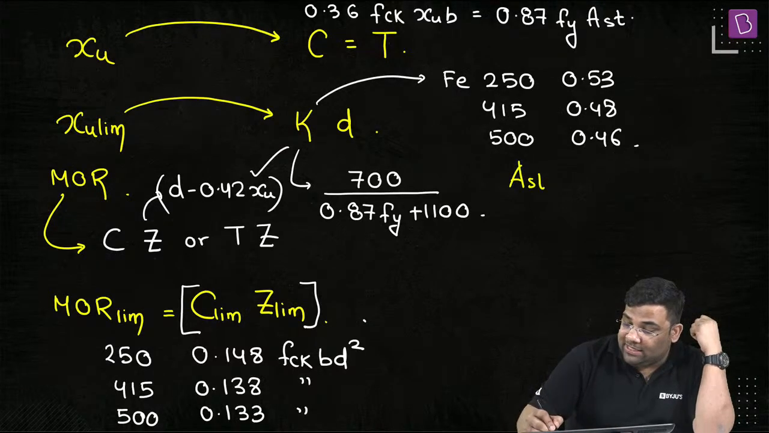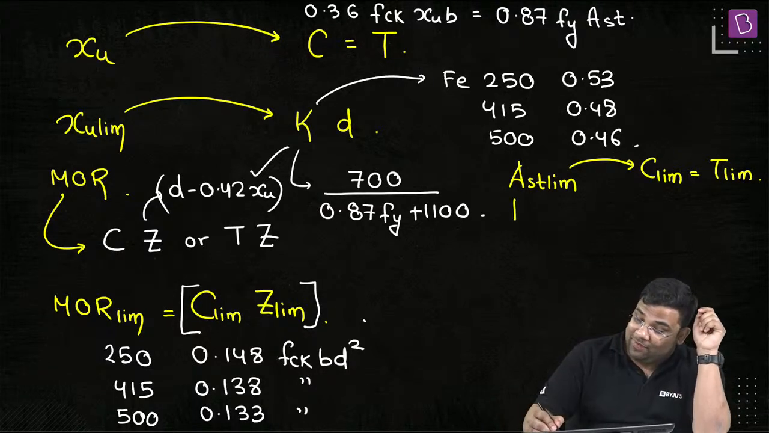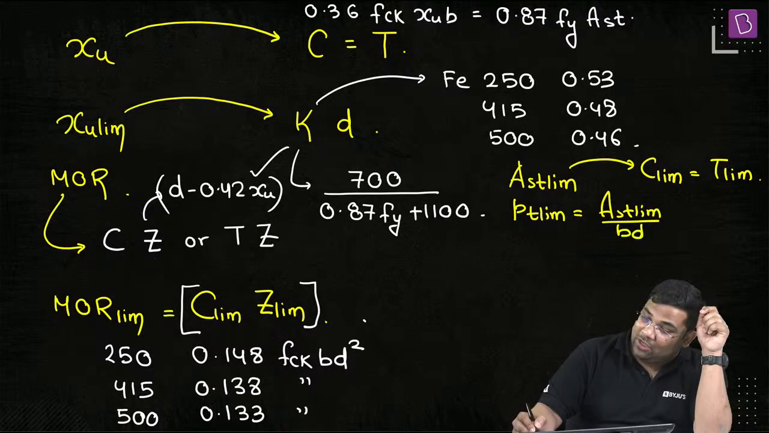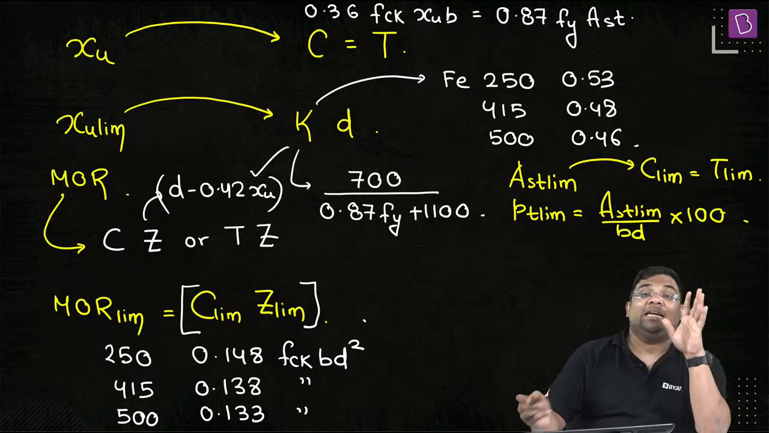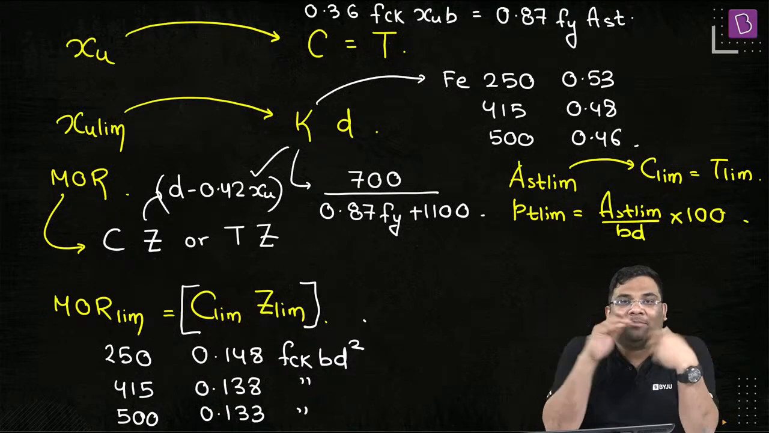Okay. Now, how to get your AST limiting? What I told the principle? Principle is simply what? C limiting is equal to T limiting. And once you get the AST limiting, you can find out PT limiting using AST limiting by BD into 100, or you can use the direct formula also, which I derived. 41.38 into FCK by FY into K, right?